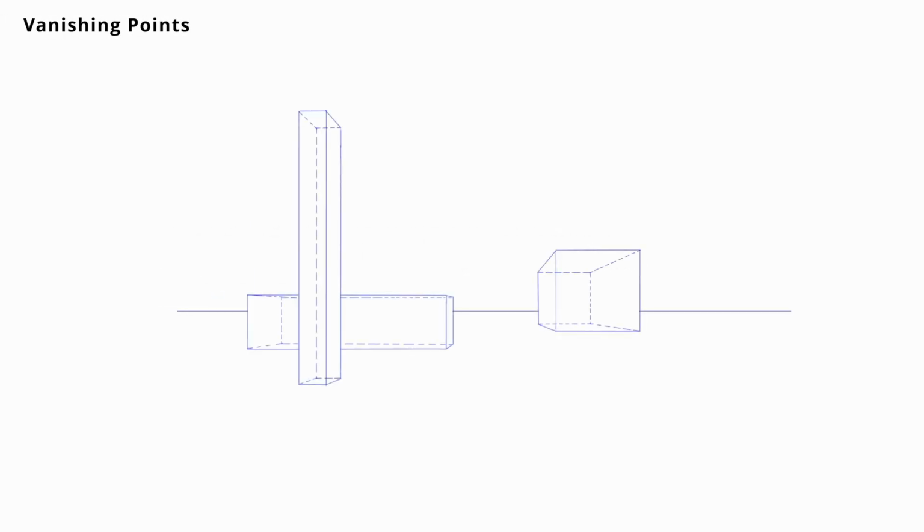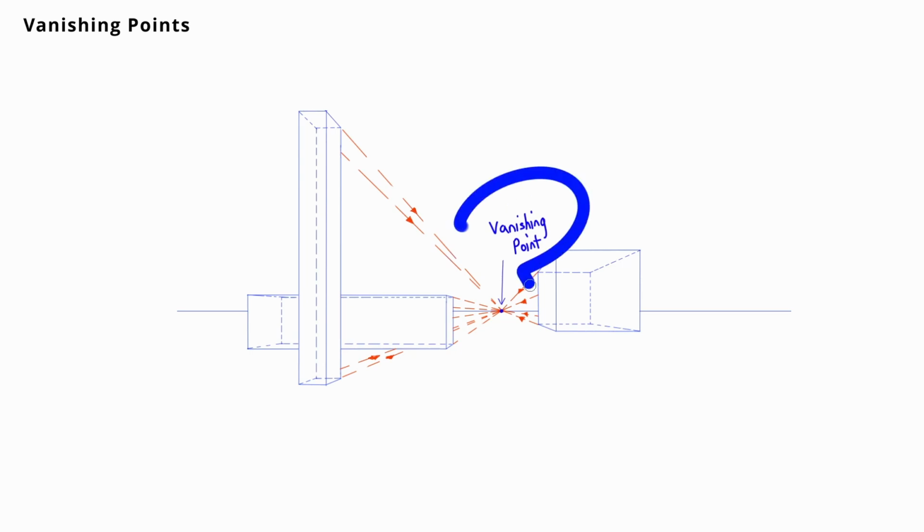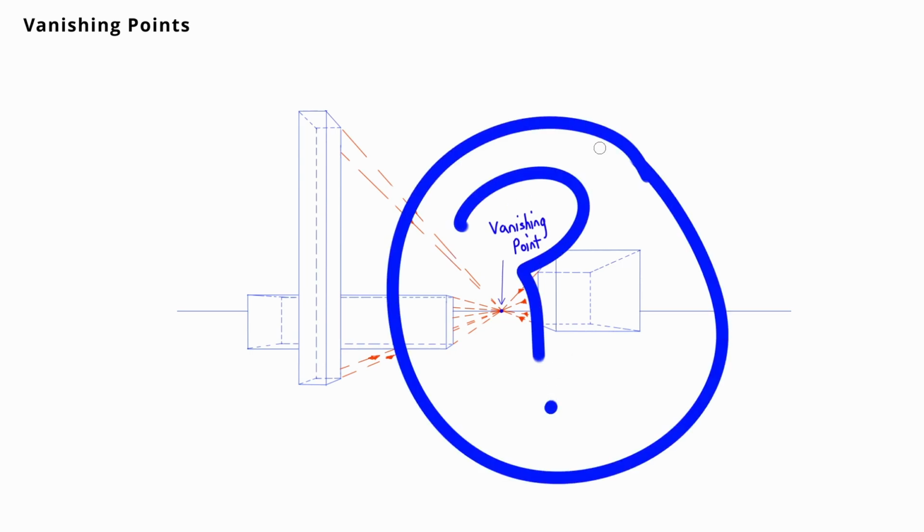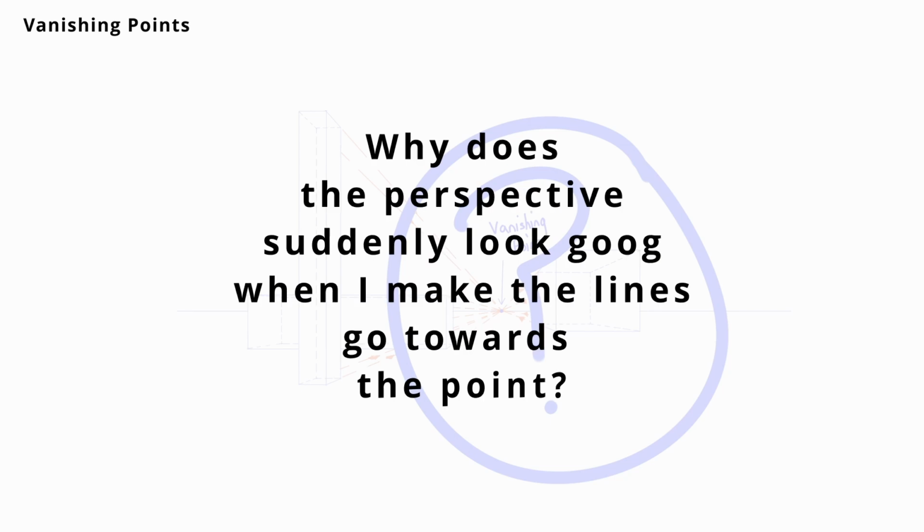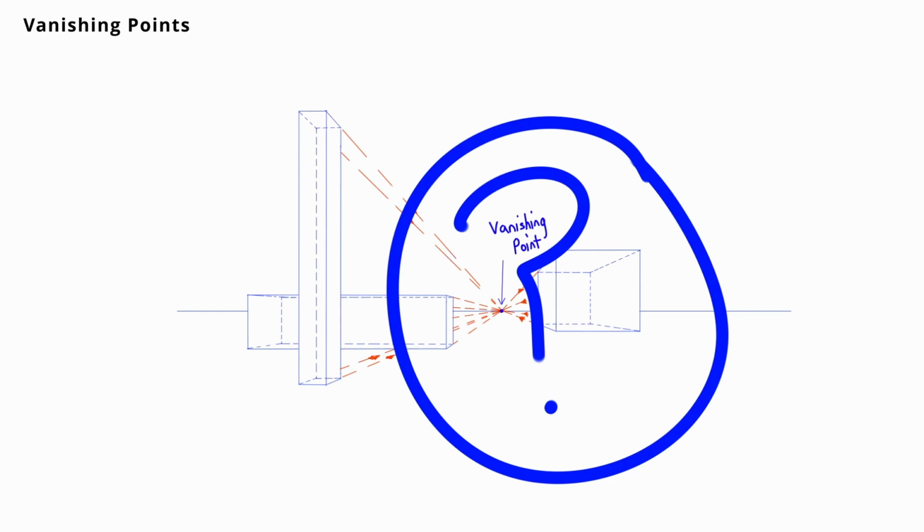In an ideal perspective, all the lines of your objects will converge and meet at a single point. This point is called a vanishing point. I think the confusing part about vanishing points is the lines that come out of it. Why does the perspective suddenly look good when I make the lines go to the point? It almost seems like magic.